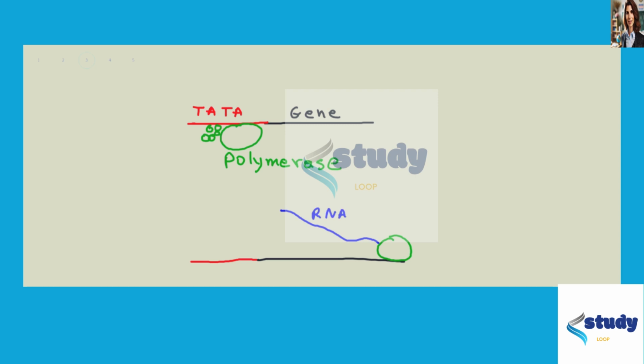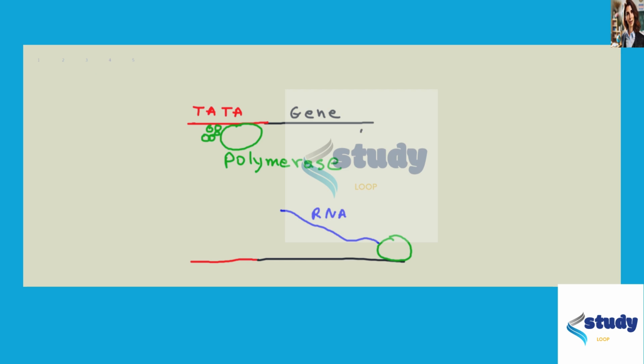Now, what I've drawn here on the top with the TATA and the gene is a stretch of DNA. The gene is drawn in black, and right ahead of the gene, you have a stretch of DNA that's called the TATA box, and it's called that because it has repeat sequences of TA, TA, TA nucleotides. This is how the polymerase and the entire complex of proteins that helps transcribe the gene know where to bind to start transcribing.